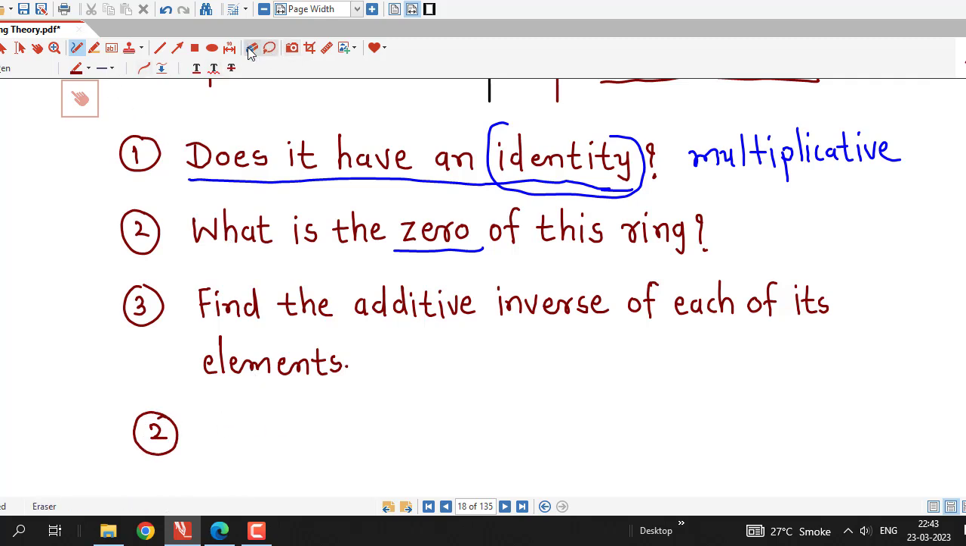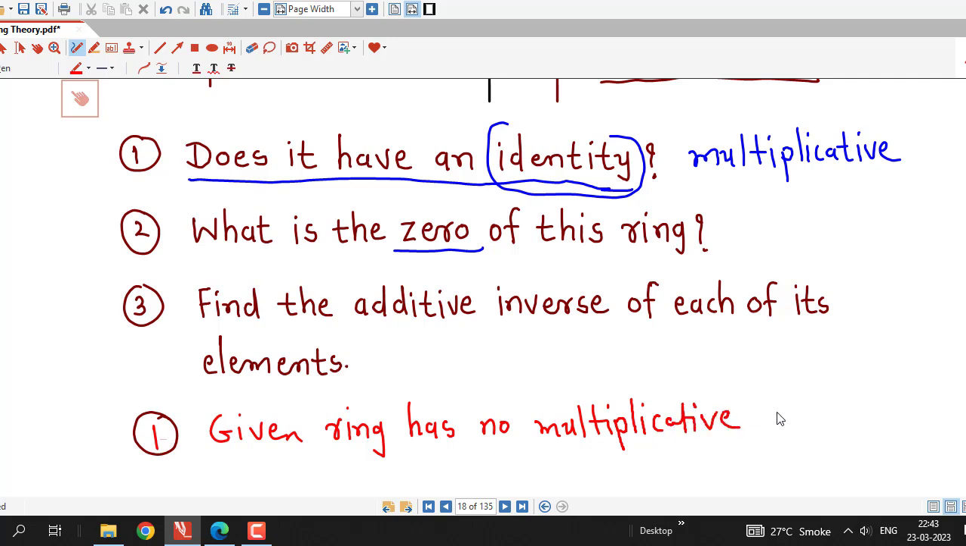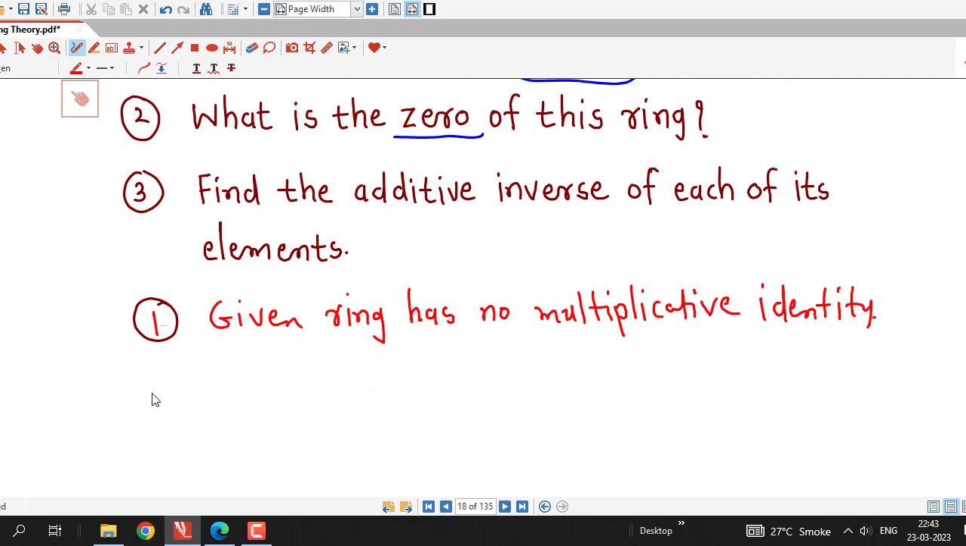So answer to the first question is given ring has no identity, or given ring has no multiplicative identity. Given ring has no identity with respect to multiplication, or multiplicative identity. So this is answer to the first part.